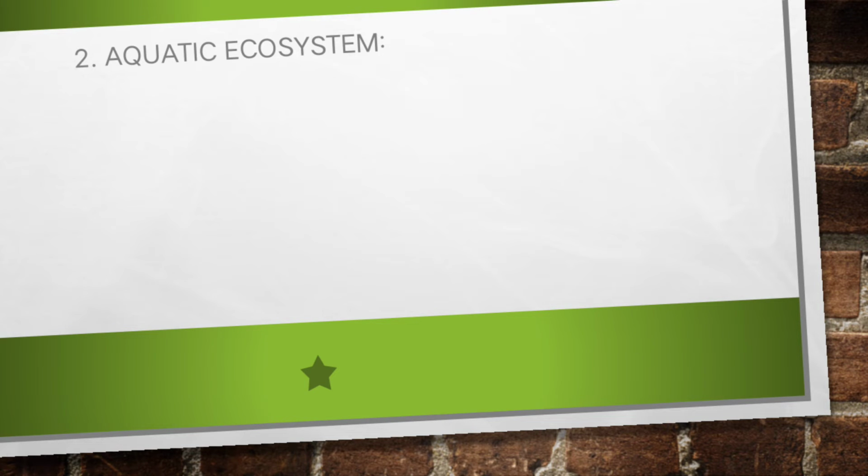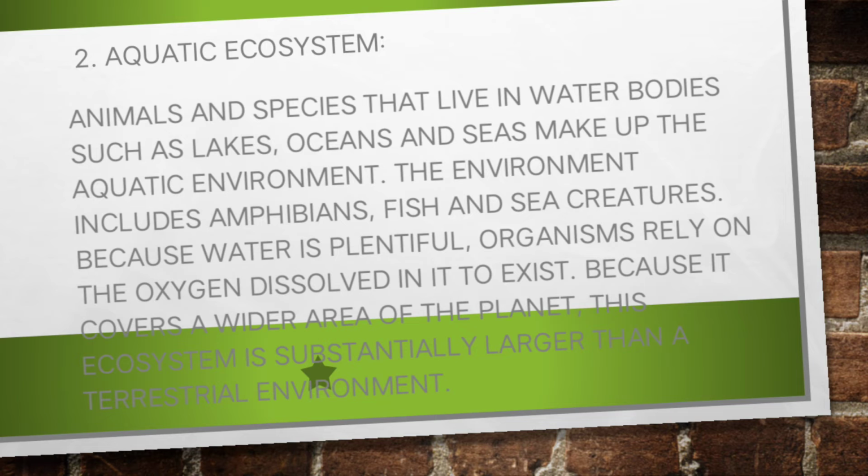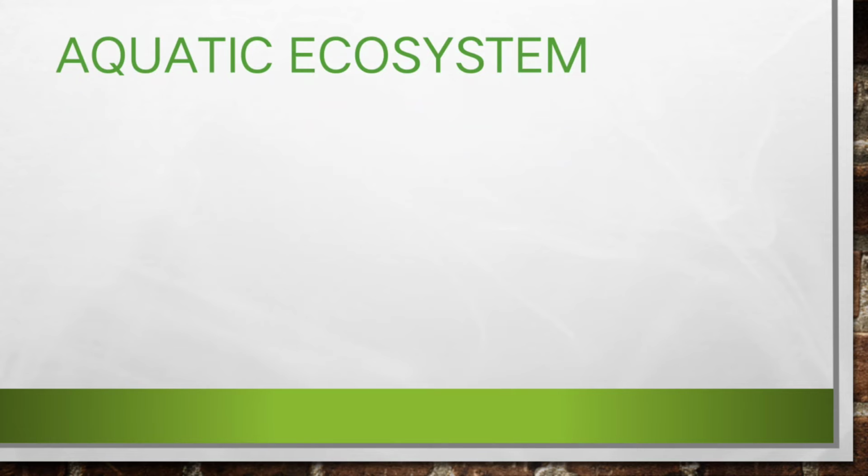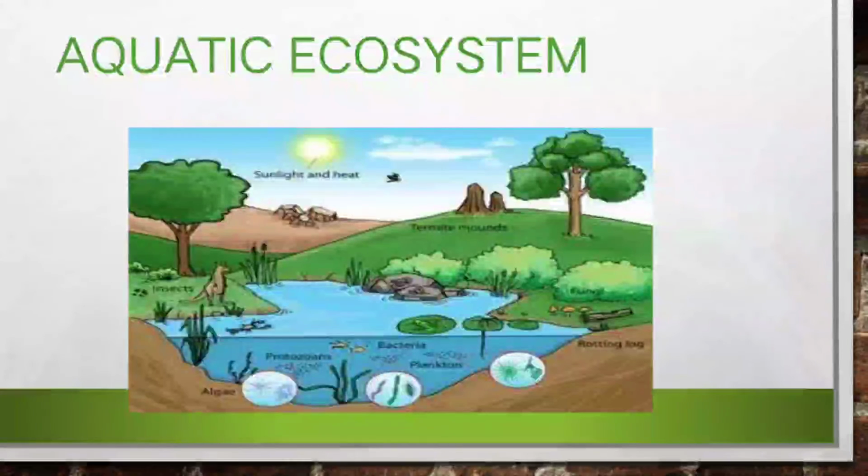Second is aquatic ecosystem. Animals and species that live in water bodies such as lakes, oceans, and seas make up the aquatic environment. The environment includes amphibians, fish, and sea creatures. Because water is plentiful, organisms rely on the oxygen dissolved in it to exist, and it covers a wider area of the planet. This ecosystem is substantially larger than a terrestrial environment. Aquatic ecosystem. This image is an example of aquatic ecosystem.